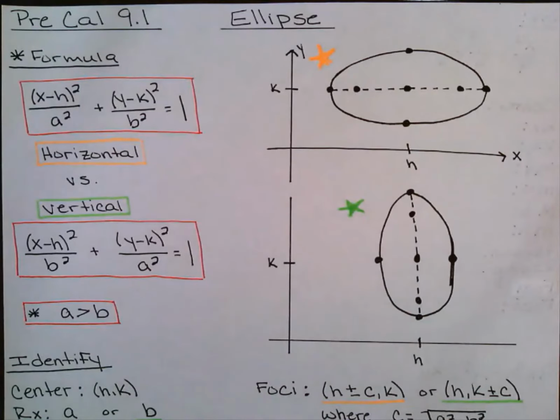Hey guys, this video is for pre-cal. This is 9.1. We're onto our second shape of conics, and this is called an ellipse.